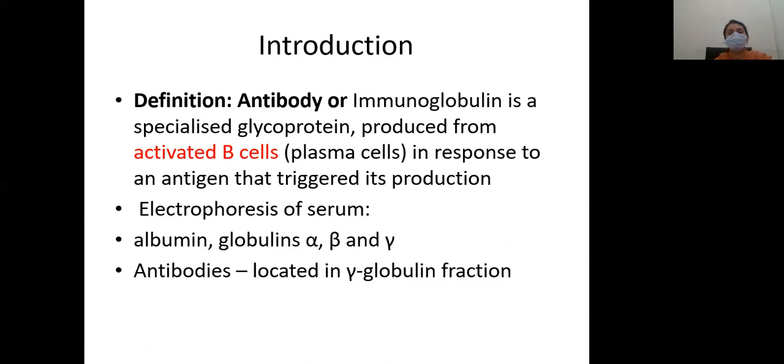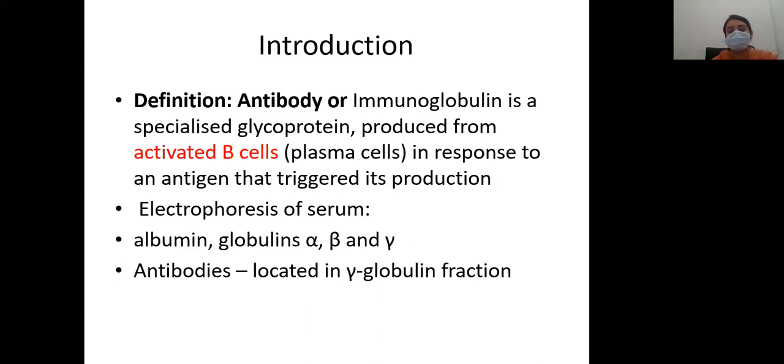So first of all, you should know the definition of antibody. Antibody or immunoglobulin is a specialized glycoprotein produced from activated B cells. These are plasma cells, in response to an antigen that triggered its production. You should always know the definition of antigen and antibody. These are the basic things. Antibodies are also called immunoglobulins. These are basically glycoproteins and they are produced from activated B cells.